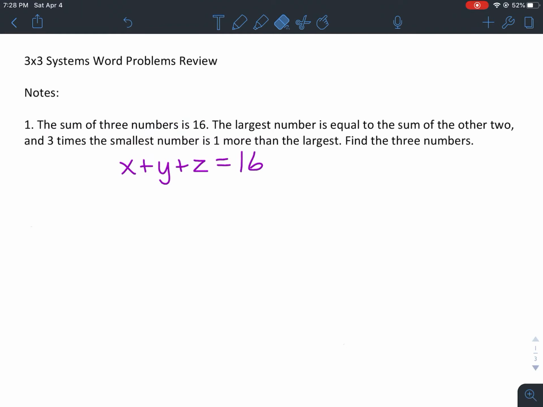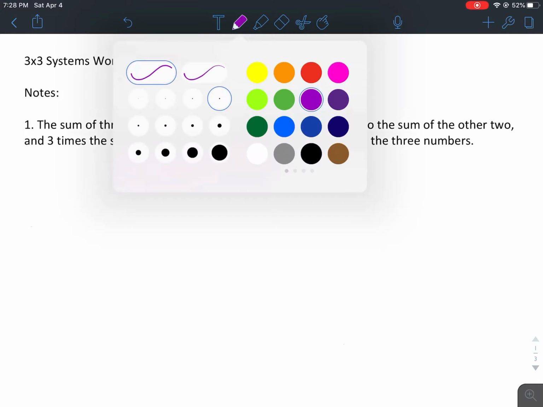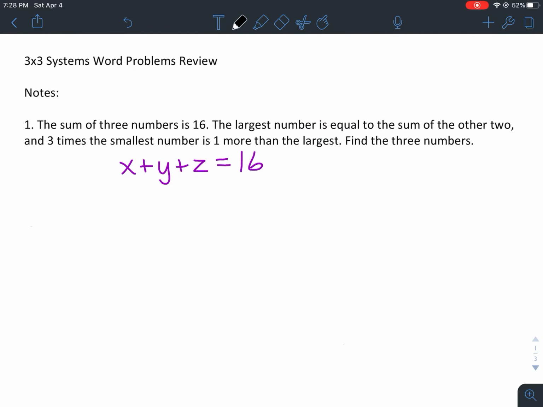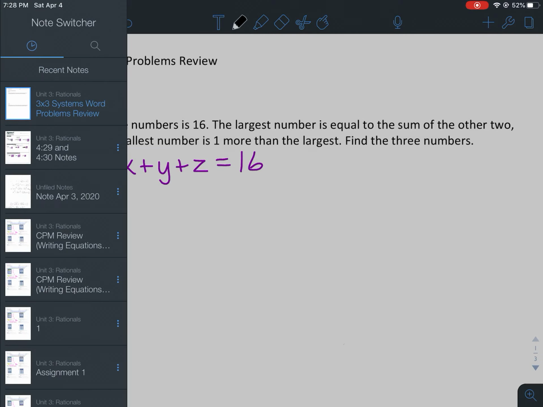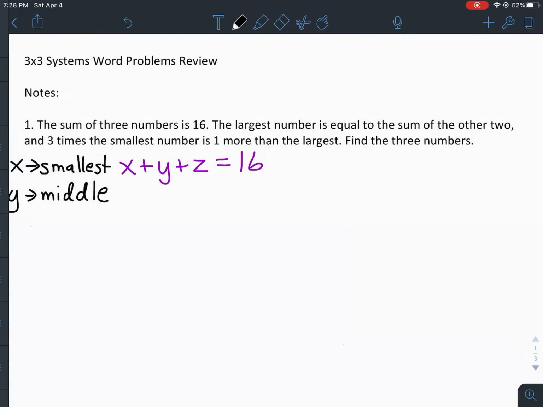Then it says the largest number is equal to the sum of the other two. So it's talking about the largest number. So what I'm going to do next is kind of an optional step, but it makes it easier to organize things. I'm going to say that x is the smallest number. Y is going to be the middle number, or the second smallest, or the second largest. And z is going to be my largest.